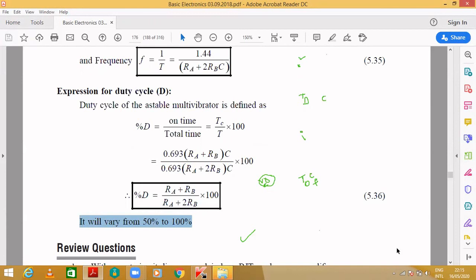So this is about the astable multivibrator, and this is the end of module 4. Okay. Thank you.